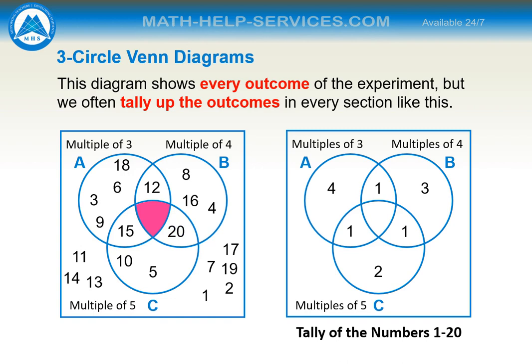The intersection between A, B, and C will go right here. Since there's nothing, we'll put a 0. And then for everything else, we'll list that number right here.